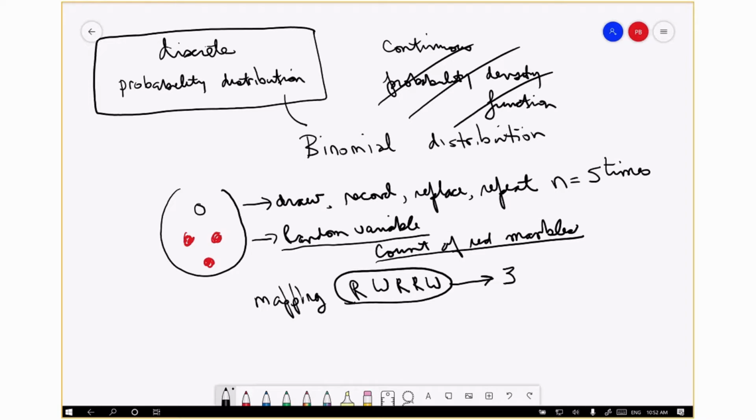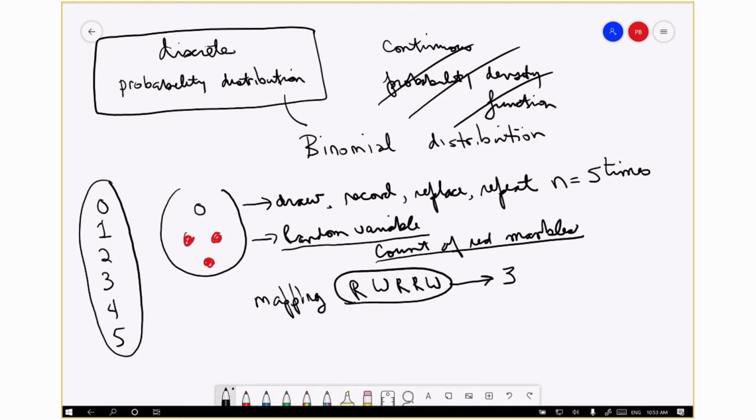But the other way we thought about a random variable is as the set of all possible outcomes. So what is the set of all possible outcomes? Well, if I have 5 trials, I could wind up with 0 red, 1, 2, 3, 4, or 5 as the total count of red marbles. So those are the 2 different ways that we can think about the meaning of a random variable.